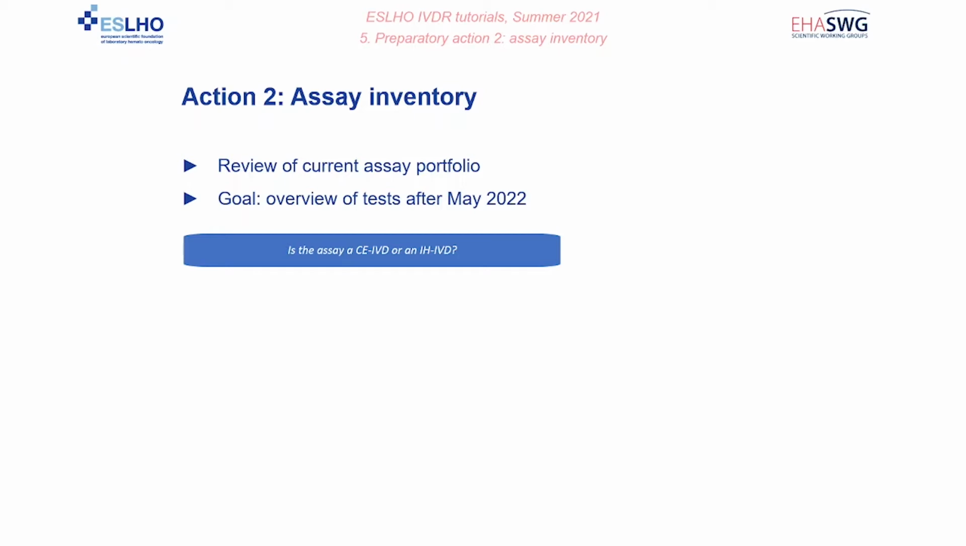Start by listing all the assays that are used in your lab and specify which ones are CE-IVDs and which ones are in-house devices. For CE-IVDs, the main question is whether they will be CE marked under the IVDR, as this will be essential for continued use of the test. This is not a straightforward question, and to explain this, we will first look into a few requirements for IVD manufacturers and their CE-IVDs.